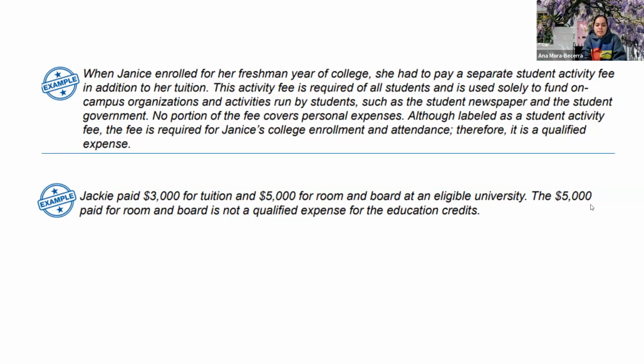This is the second example. Jackie paid $3,000 for tuition and $5,000 for room and board at an eligible university. The $5,000 paid for room and board is not a qualified expense for education credits. And again, that's because everyone has to pay for a place to live, so it's not a qualifying expense.